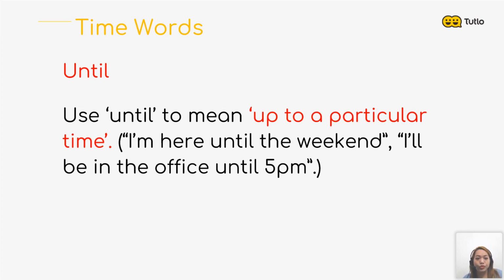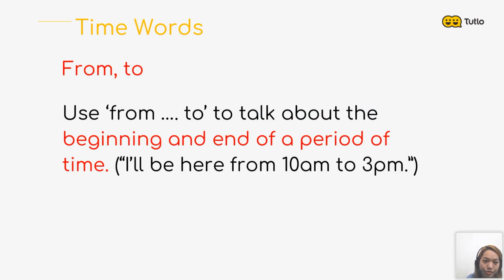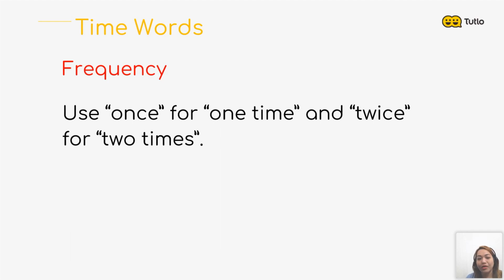Next, this one too is another phrase in English that is not commonly used: from and to. You talk about the beginning and end of a period of time. I'll be here from 10 a.m. to 3 p.m. Good. Time words and expressions. And of course, last but not least for our webinar today, frequency. You use once for one time, twice for two times, and so on. Thrice for three times.